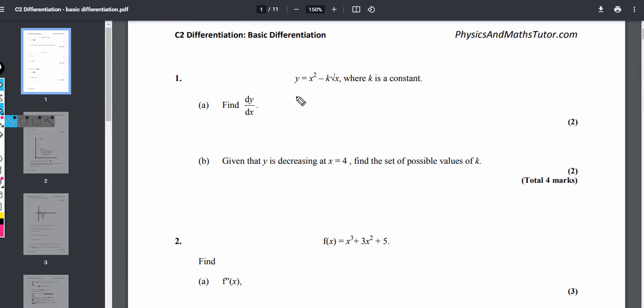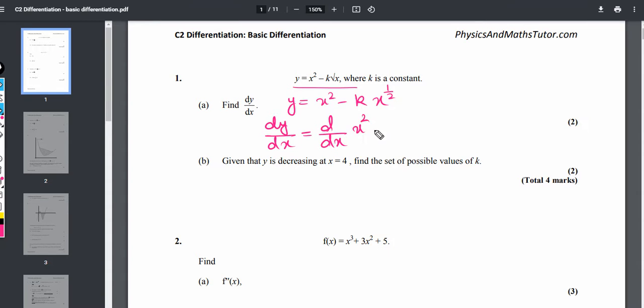Alright, so this is the function y equals x squared minus k under root x. First of all, I'll simplify this function. So y equals x squared minus k under root x. Under root x, I'll write as x to the power of 1 over 2. Now I'll take the derivative, so it'll be dy by dx equals d by dx of x squared minus d by dx of k x to the power of 1 over 2.